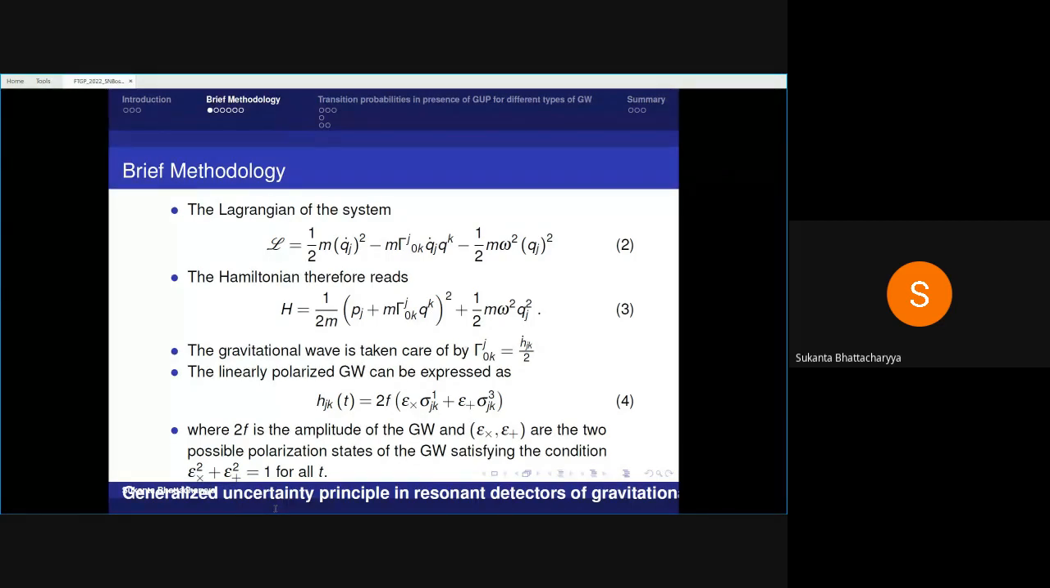To do this, first we write down the Lagrangian of the system given by equation 2. By the canonical transformation, we get the Hamiltonian immediately, and this Hamiltonian reads as equation 3. Here, the gravitational wave is taken care of by the term capital Gamma_j0k, which is equal to h_jk dot divided by 2. Now, h_jk contains the polarization information of GWs. The linearly polarized GW can be expressed as h_jk(t) = 2a (epsilon_cross sigma_1jk + epsilon_plus sigma_3jk), where 2a is the amplitude of the GW, and epsilon_cross and epsilon_plus are the two possible polarization states of the GW satisfying the condition epsilon_cross squared plus epsilon_plus squared is equal to 1 for all t.